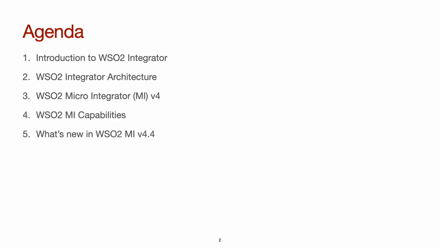Here is the agenda for today's video. We'll see an introduction to integration, or WSO2 integration, which is now an umbrella of integration products supported by WSO2 for respective use cases. Next, we'll see the architecture of WSO2 Integrator. Now we'll focus on an integration product called WSO2 Micro Integrator V4. Next, we'll see some of the core capabilities of MI version 4, followed by the newly introduced features in MI version 4.4.